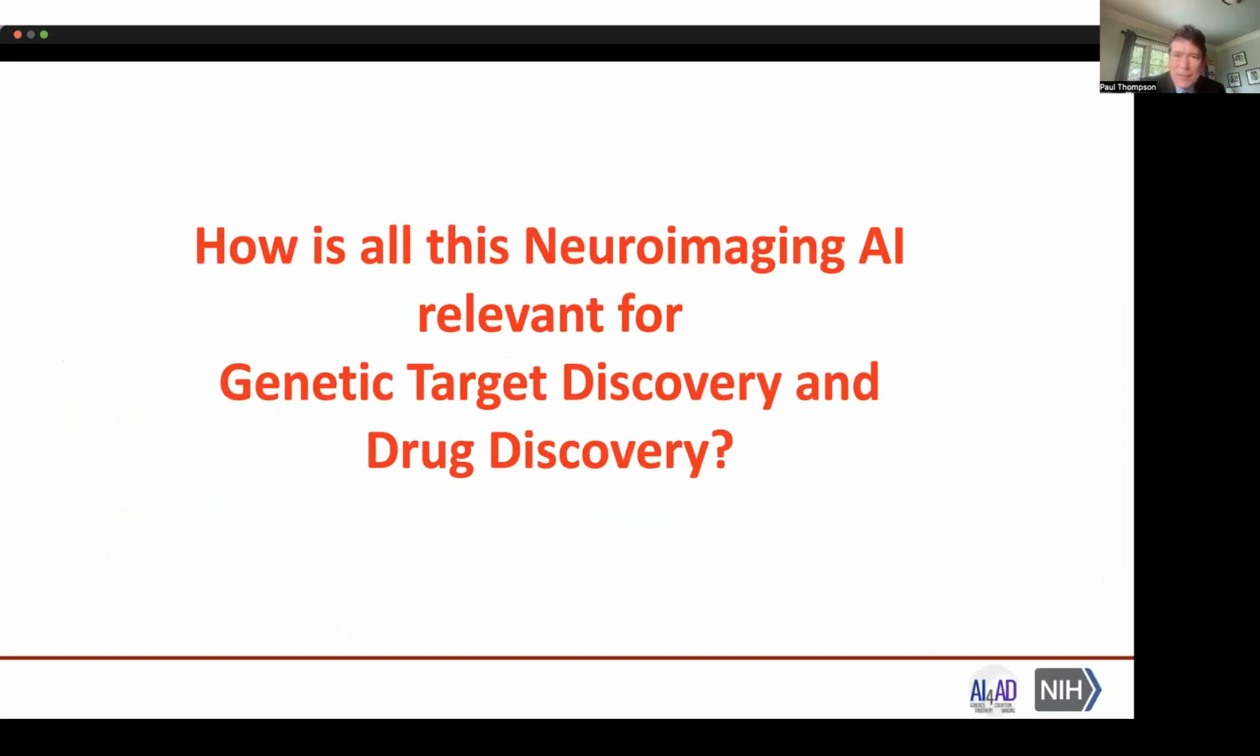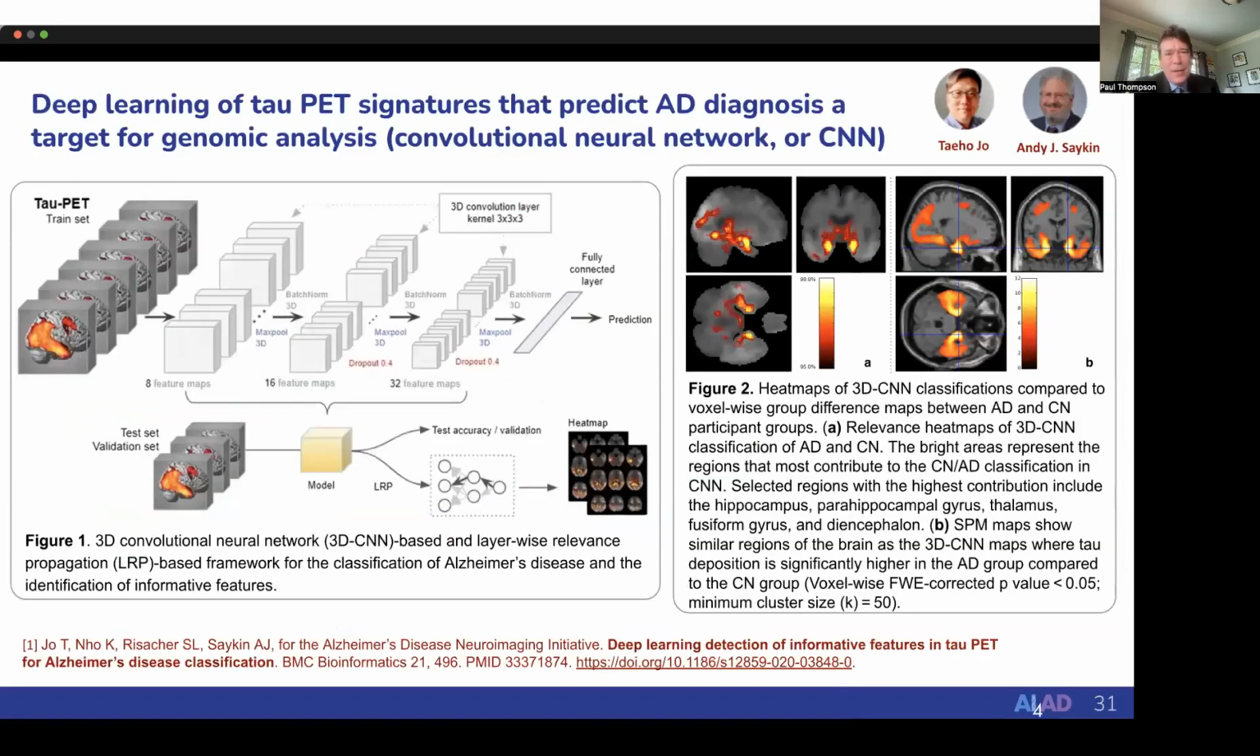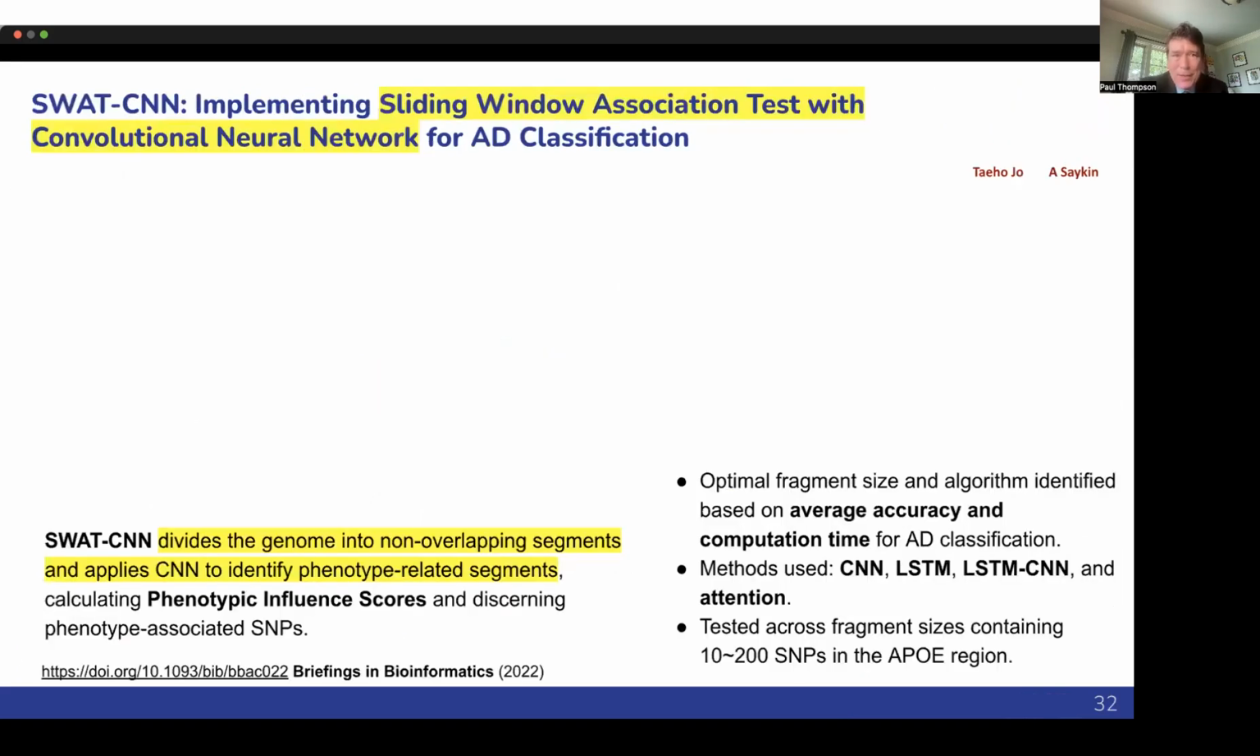Now, how is all of this neuroimaging AI relevant for genetic target discovery and drug discovery in Alzheimer's disease? Well, this work by Taihao Zhou and Andy Saykin in Indiana asked the following question. It said, where is it in a tau PET scan that the accumulation of tau is particularly pertinent to deciding whether someone has Alzheimer's disease? Now, these signatures that are learned by a neural network can then be ranked in future people and genetically screened to find genomic markers that promote the accumulation of tau.